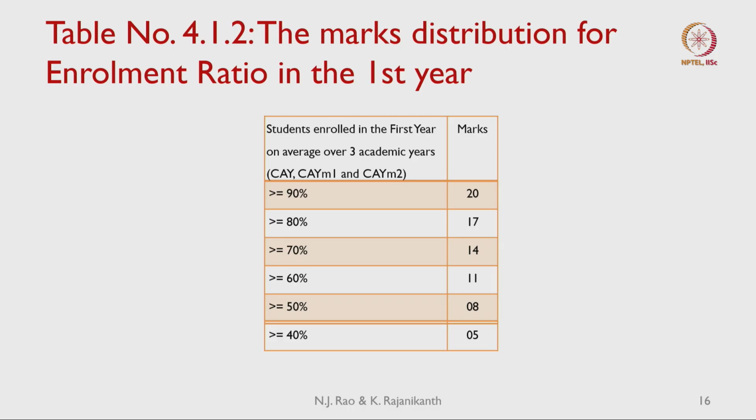Then the marks are awarded based on this enrollment ratio. If it is greater than or equal to 90%, 20 marks, you get full marks. Then 80 to 90, 17 marks, 70 to 80, 14 marks, 60 to 70, 11 marks, then 50 to 60, 8 marks, and greater than or equal to 40%, 5 marks, less than that obviously 0 marks. Okay.